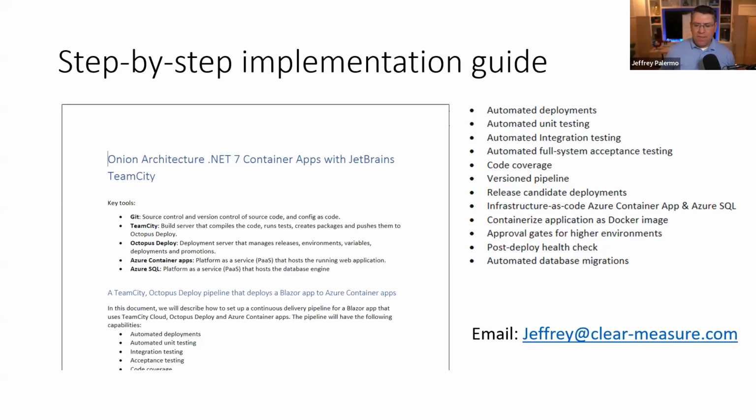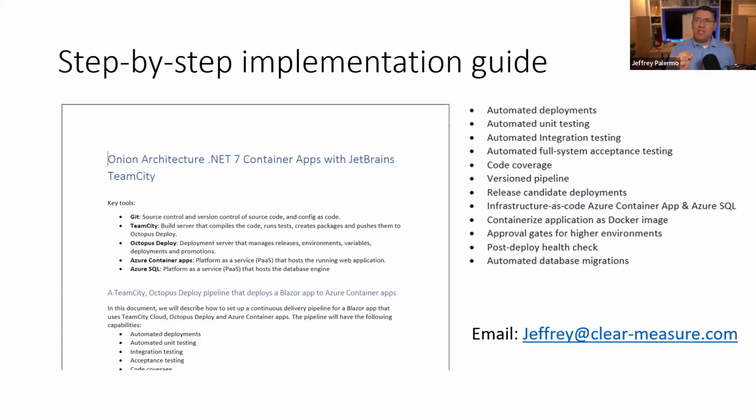And so this architecture gives you automated deployments, automated unit testing, automated integration testing, automated full system acceptance testing. It gives you measuring of code coverage. It gives you a versioned pipeline. So from the first integration build all the way to production deployment, you have traceability of that version number, and you know exactly what version everything is. You get release candidate packaging and deployments and repeated deployments.